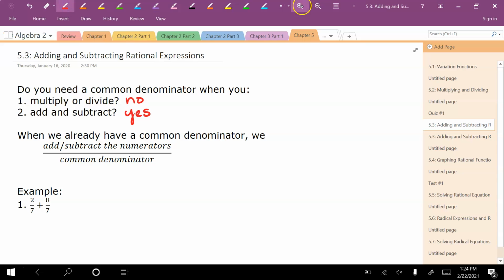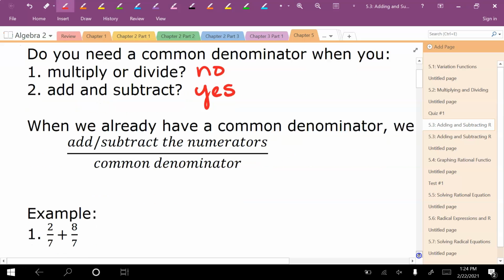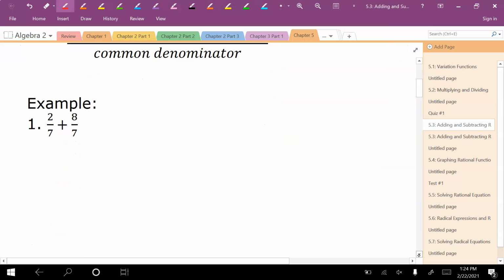So just going back to a really basic example with just numbers. We have 2 sevenths plus 8 sevenths. They're both already over a 7, so they already have a common denominator. So we're going to just add the numbers on top and leave it over 7. You're not going to do anything with that 7. So what's 2 plus 8? 10. So we're going to leave this as 10 over 7. You don't have to write it as a mixed number. I don't care about that. I just want to see you adding these together. So take a look at number 2.